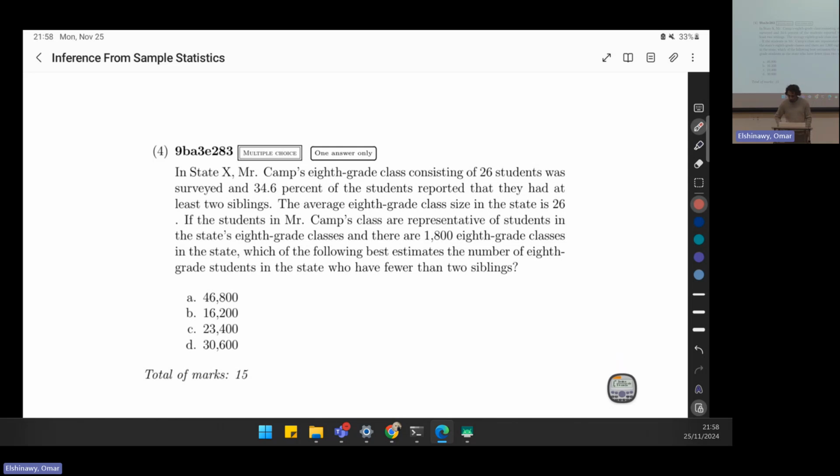So maybe it's a good idea to start by focusing on what happens in the class itself. 34.6% out of the 26 students has at least 2 siblings. Say B. B, okay. Let's go on. Why do you think the answer is B? No, okay, I'll wait a minute. We always word it this way. It's not me, it's College Board.